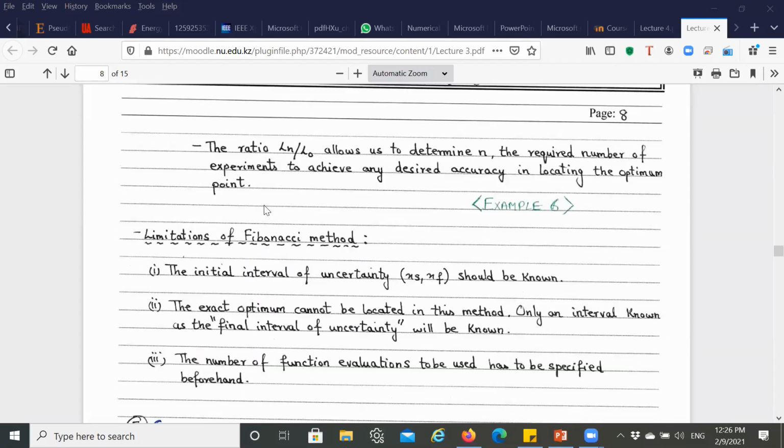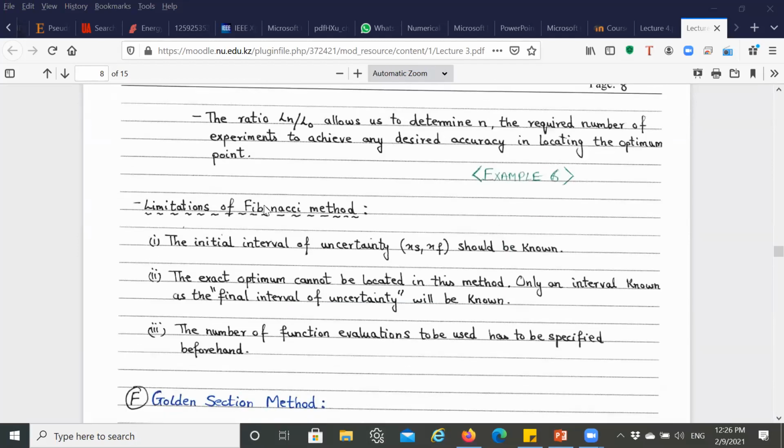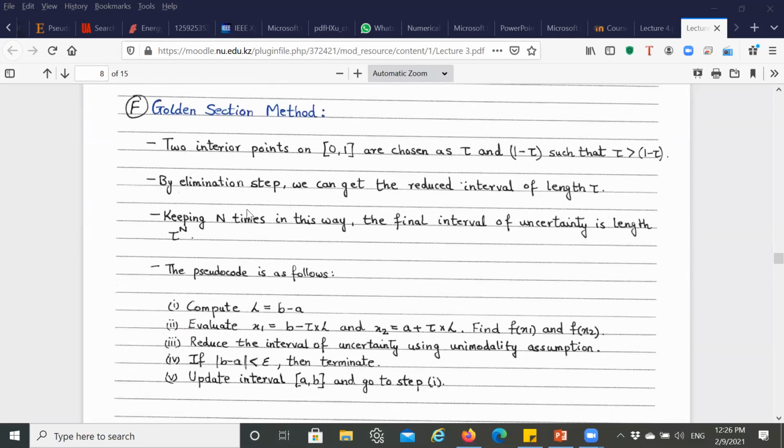Now let's look at the golden ratio. How does the golden ratio improve over the Fibonacci method? Does anyone know? Because we don't need n, maybe. We do not need n, yes, but can you give me another?